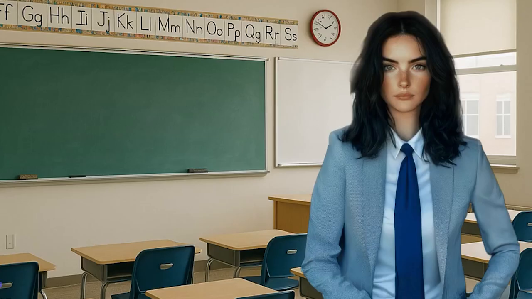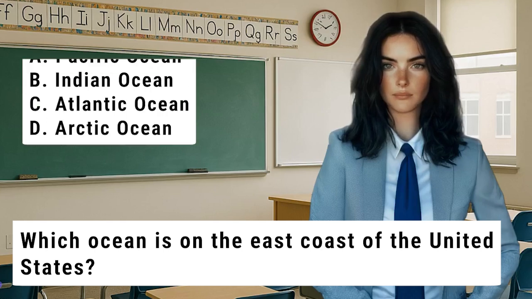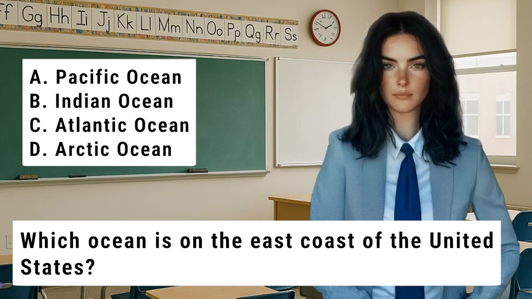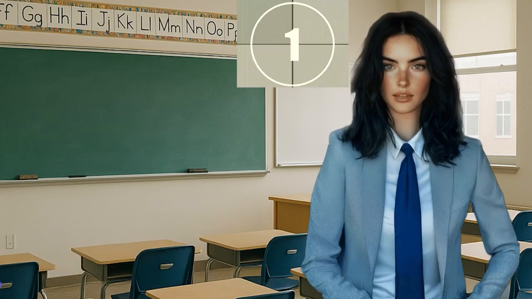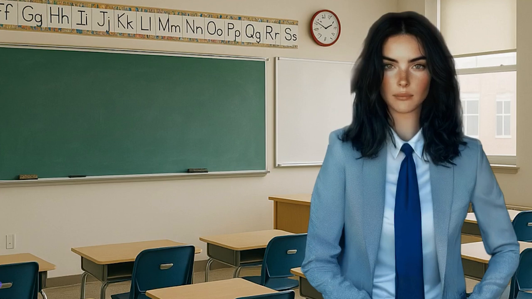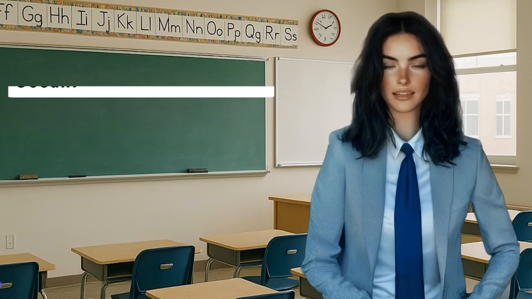Question 5. Which ocean is on the east coast of the United States? A. Pacific Ocean, B. Indian Ocean, C. Atlantic Ocean, or D. Arctic Ocean. You have 6 seconds. Who lives on the East Coast? You have an advantage? This could also be the West Coast if you live in Africa or near Ireland, maybe. Time's up. The answer is C. The Atlantic Ocean. So if you've ever seen New York City by the water, that's the Atlantic.